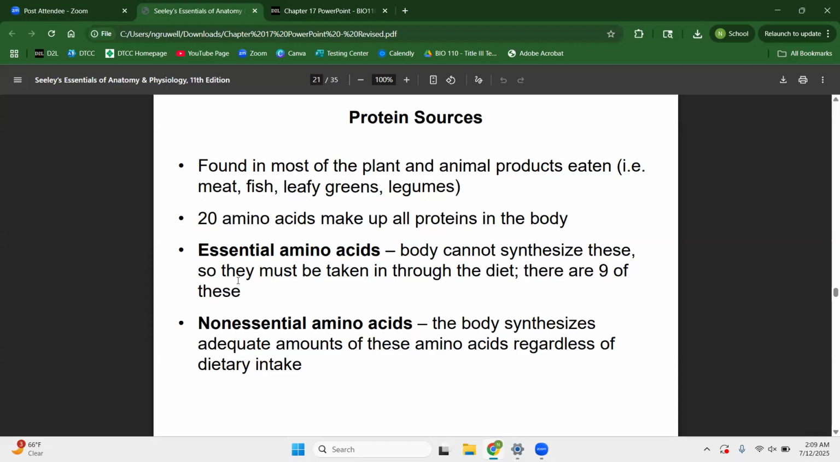And then the non-essential means that our body can synthesize enough that even if we had 0 of these non-essential amino acids in our diet, we would be fine. We'd have enough for what we need.